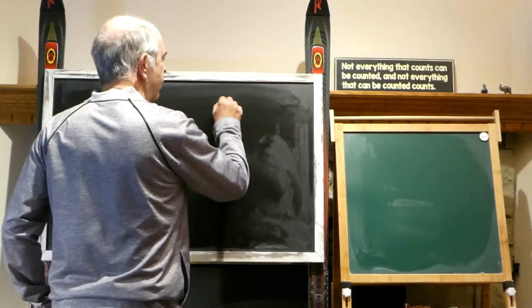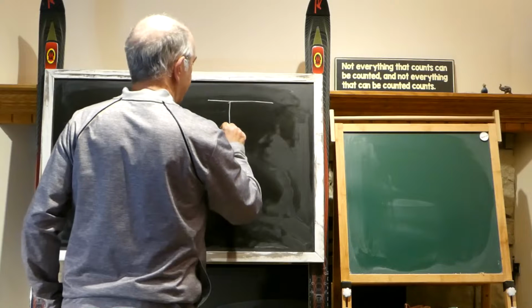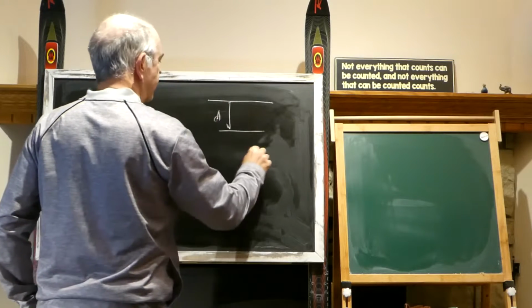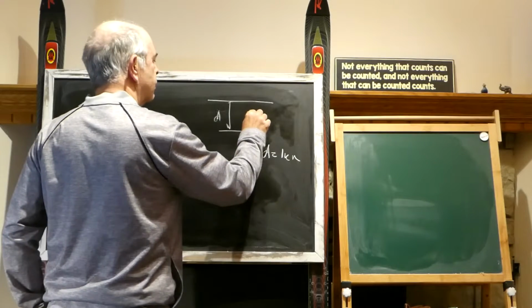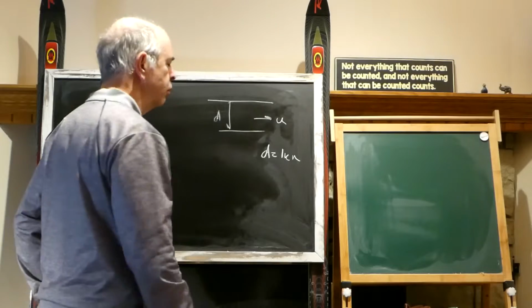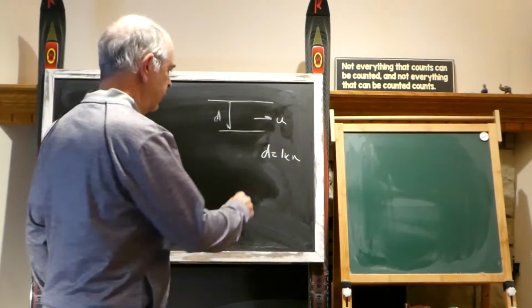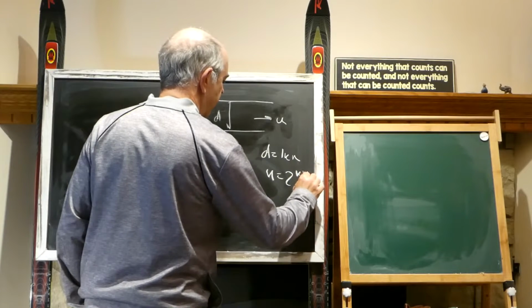We have a river, and this river is very wide, 1 kilometer. And it flows, let's say this direction, with the velocity u. And u is very, very small, 2 kilometers an hour.